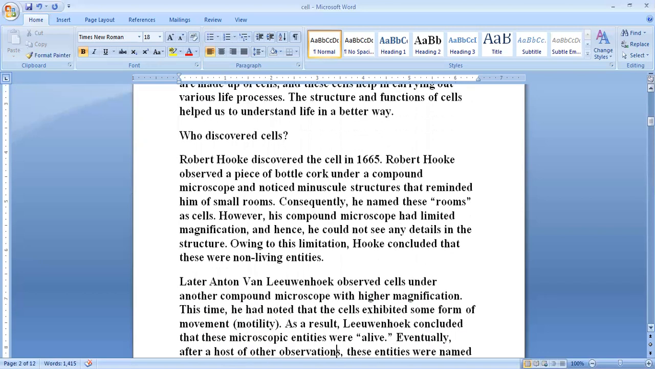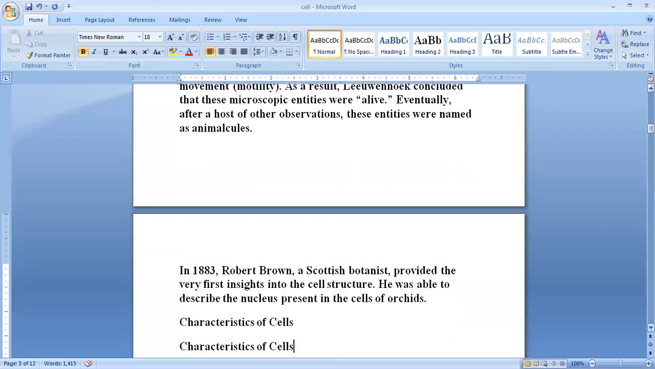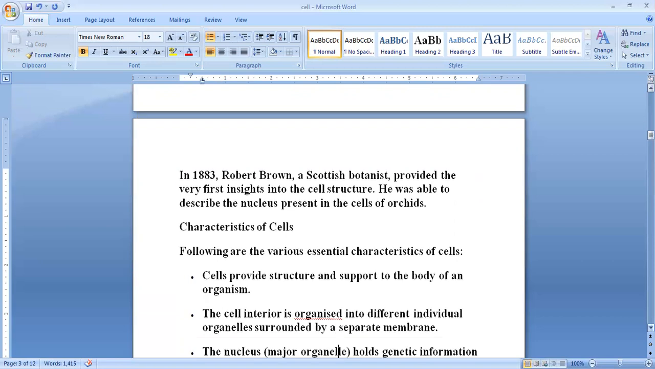Now, Anton van Leeuwenhoek later observed them under a compound microscope and he saw some movement also. So he thought that this is alive and eventually he named them animalcules. Robert Brown provided the first insight into the cell structure and described the nucleus in the cells of orchids.